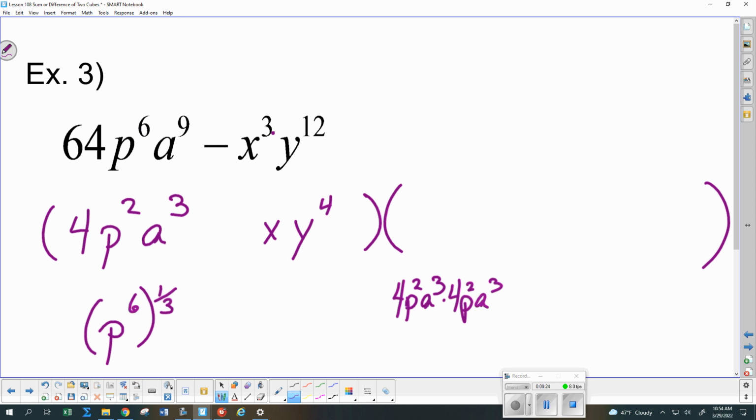Who wants to raise your hand if you can tell me 4p squared a cubed times 4p squared a cubed? What will I get? Anna? A to the 6th. Okay, I'm going to end with x y to the 4th times x y to the 4th. Summer, what will that be?